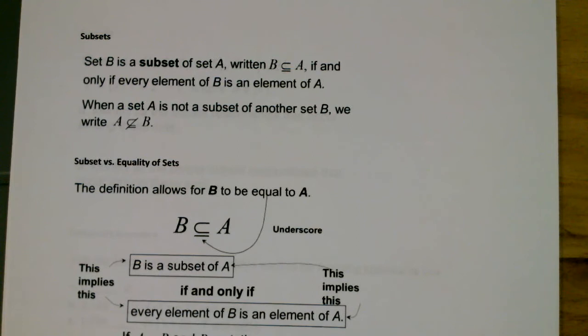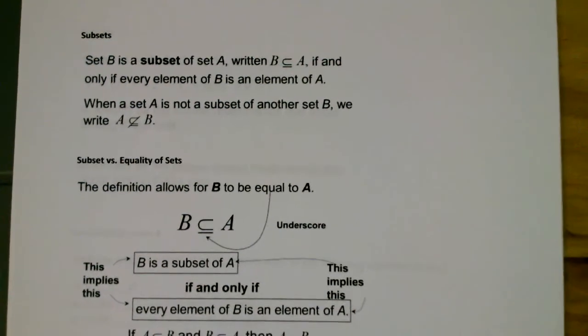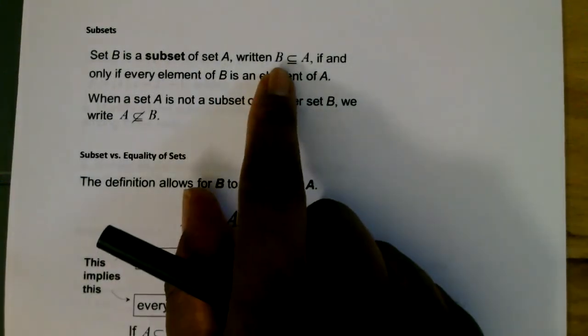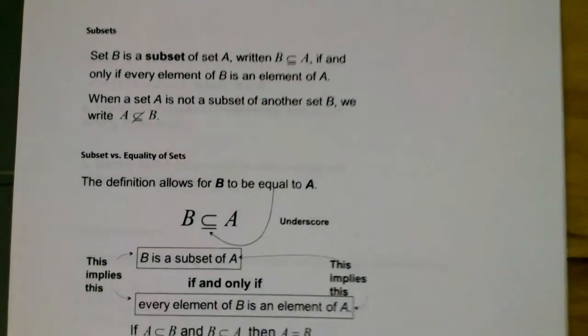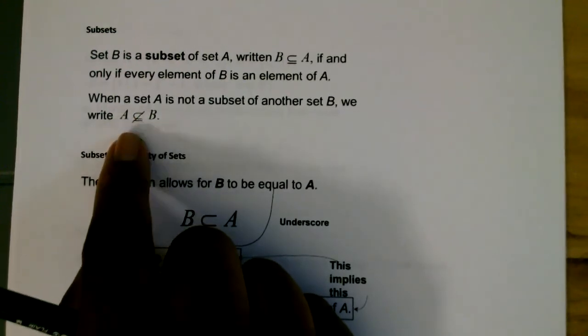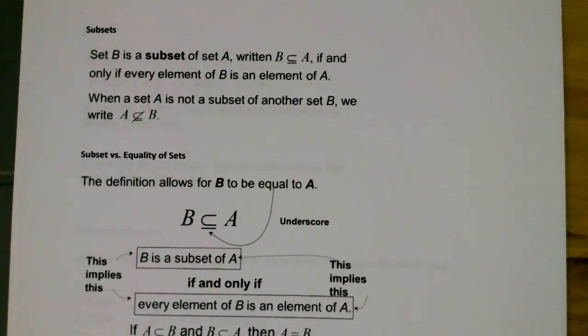All right, now let's look at another definition called subsets and the notation for that. Here, set B is a subset of A, written like this. B is a subset of A if and only if every element of B is an element of A. And when a set A is not a subset of another set B, we write it like this. We use this symbol with a slash over it to indicate that set A is not a subset of B.